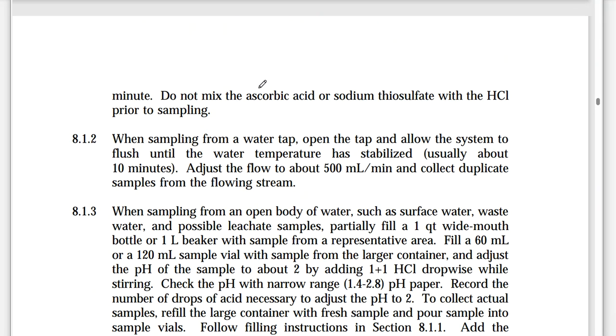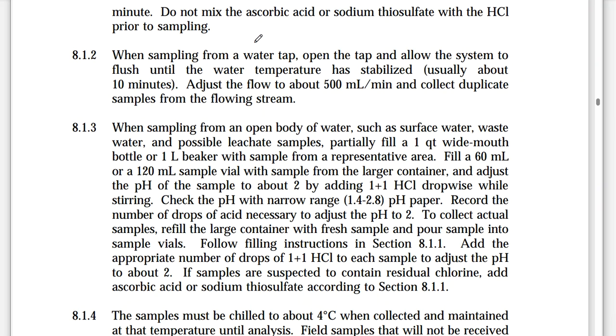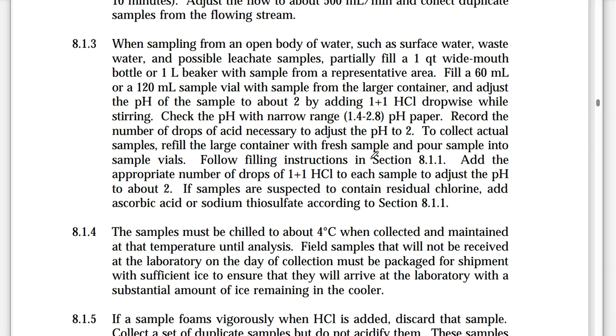Next up, 8.12, 8.13. Again, when sampling from a water tap, we want to open it up and allow the system to flush. 8.13, when sampling from an open body of water, you want to make sure that you collect it in this type of beaker or this type of bottle. You want to make sure that this is what you add to it. You want to take a look at your pH range. The pH range should be about 2, so you add some acid until you get down to that point.